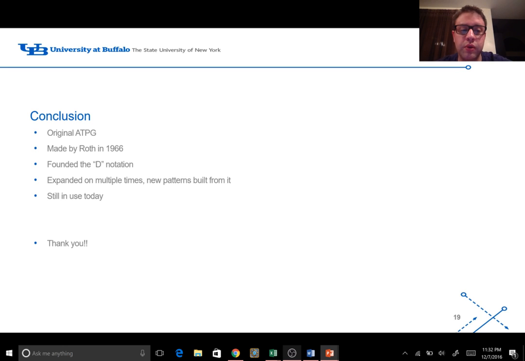So just to conclude here, it's the original automated test pattern generator made by Roth in 1966. It kind of founded the D notation, which is used in plenty of other ATPG algorithms today. It's been expanded on multiple times, and it's still in use today.